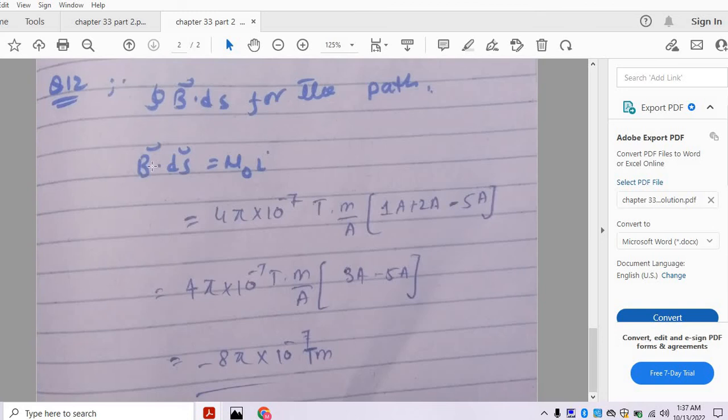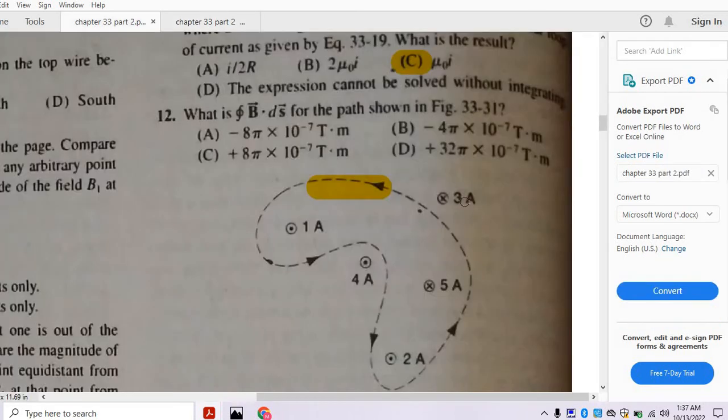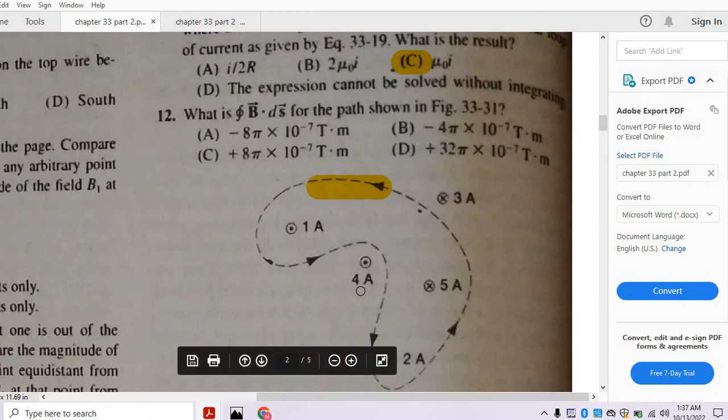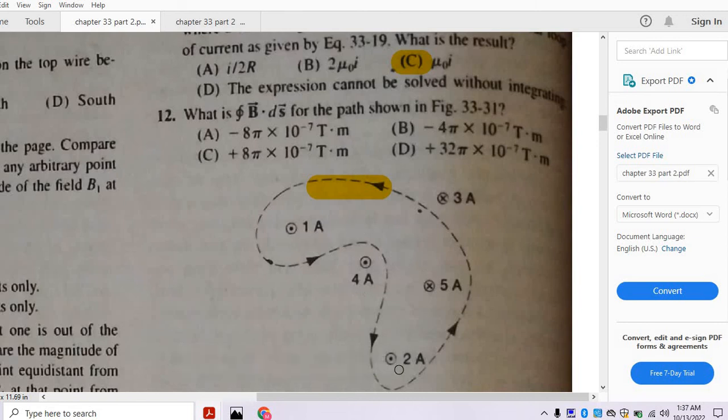So here we are using the formula closed integral of B dot ds is equal to mu0 i. The value of mu0 is 4 pi times 10 raised to power minus 7 Tesla meter per ampere, where the current is basically the total enclosed current. Here you can see other currents, 3 ampere and 4 ampere as well, but these currents are outside the Amperian loop. That's why we are not including 4 ampere and 3 ampere. We are only considering the currents 1 ampere, 5 ampere and 2 ampere.